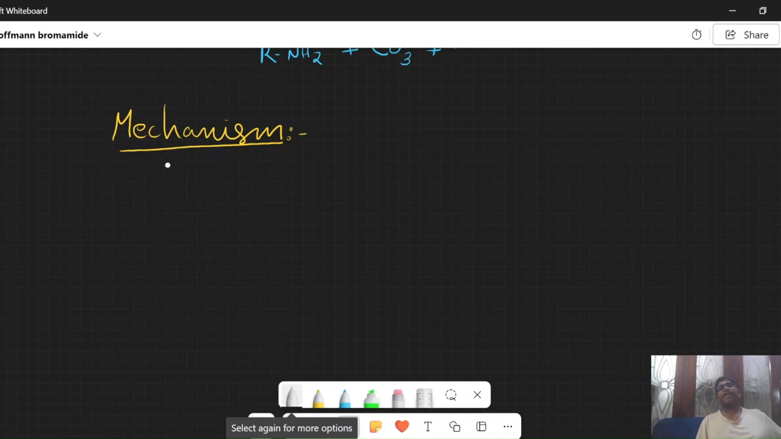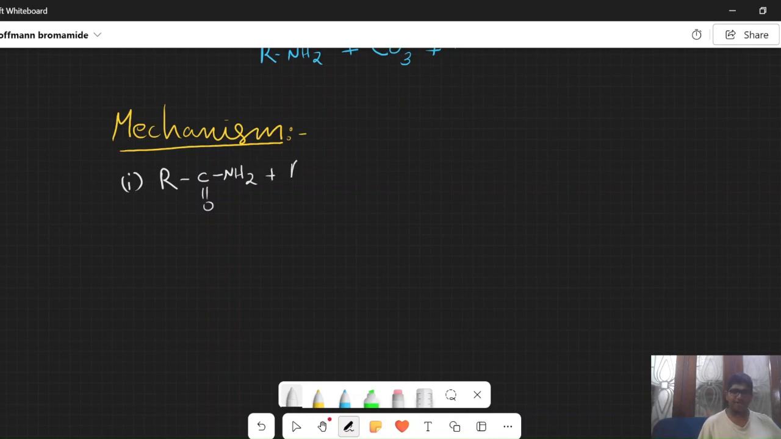It is a multi-step reaction, by the way. So it takes place in many steps. Here I will be writing it in the form of 4 steps. Okay. So the first step involves the attack of bromine on RCONH2. Okay. RC double bond O NH2 attacks bromine. Okay. There is an internal mechanism for this step itself. So I'll show that too. But first, let me write the first step.